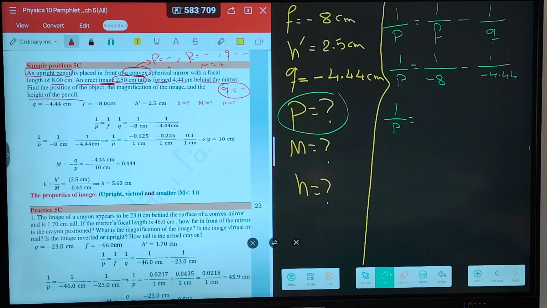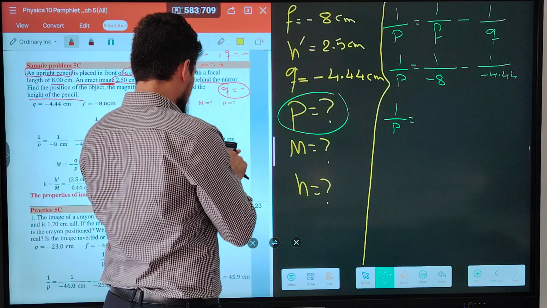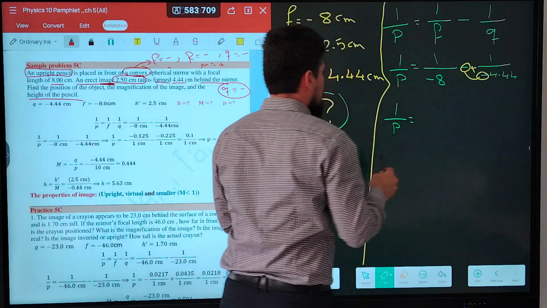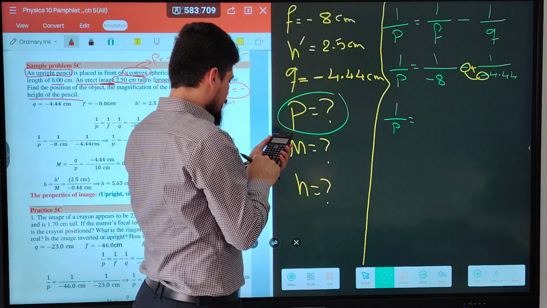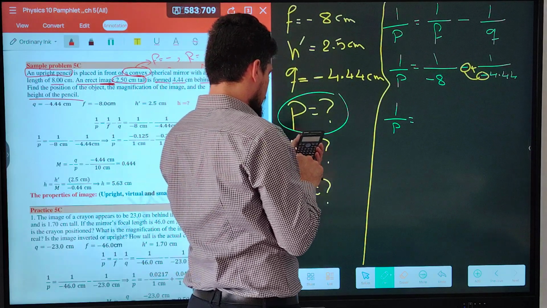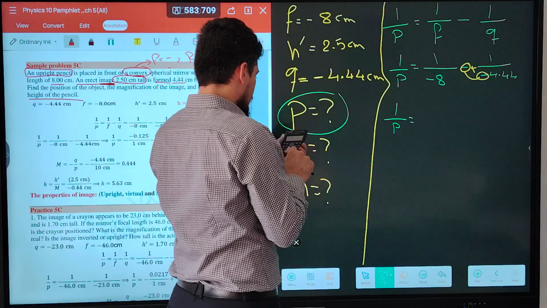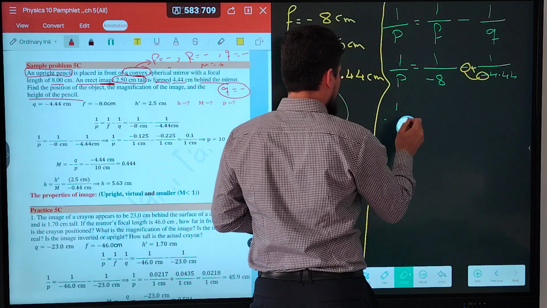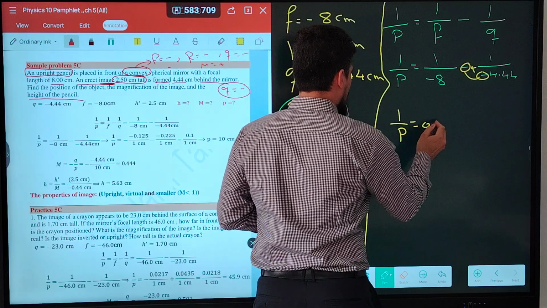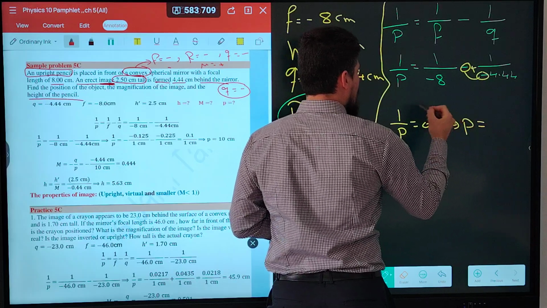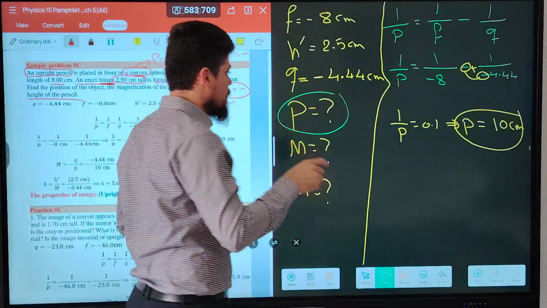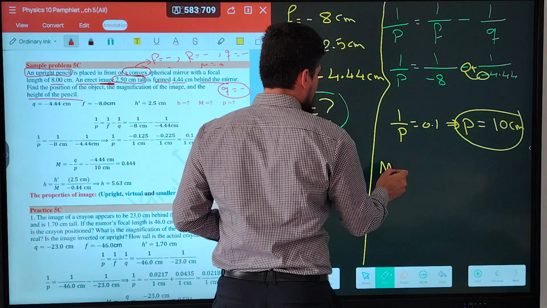Guys, look. 1 over negative 8. Guys, negative times negative, it's going to be positive. Plus 1 over 4.44 is equal to 0 point something, and 1 divided by the answer, or flip, it's going to be 10. Okay, so 1 over P is equal to 0.1. If you flip both sides, P is equal to what? 1 over 0.1, which is equal to 10 centimeter. P is equal to 10 centimeter.